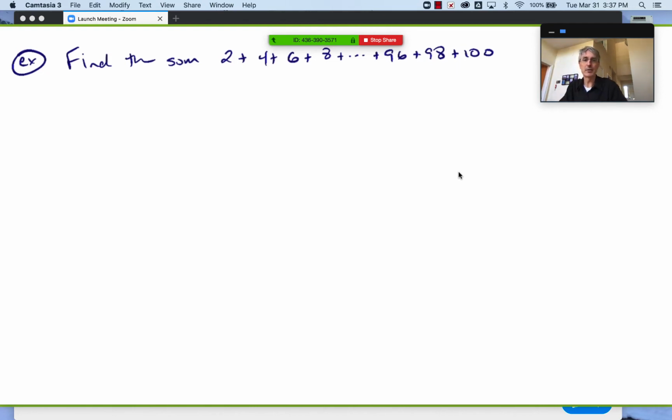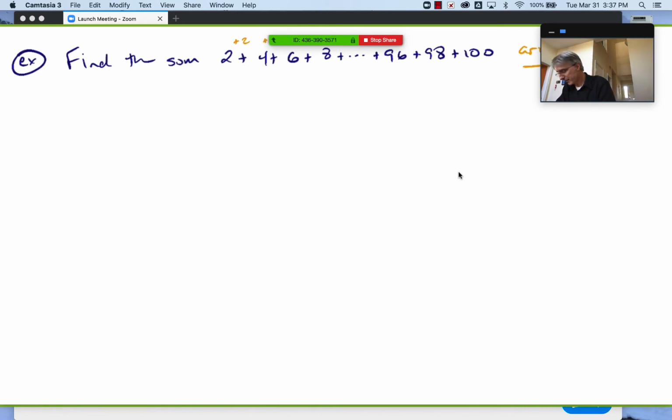The first piece of analysis is looking at the numbers 2, 4, 6, and so on, and seeing that there is that constant difference between the terms. And so the fact that there is that constant difference tells me that this is arithmetic. For this first example, I want to help you try and see where the formula for the sum of terms in an arithmetic sequence comes from.